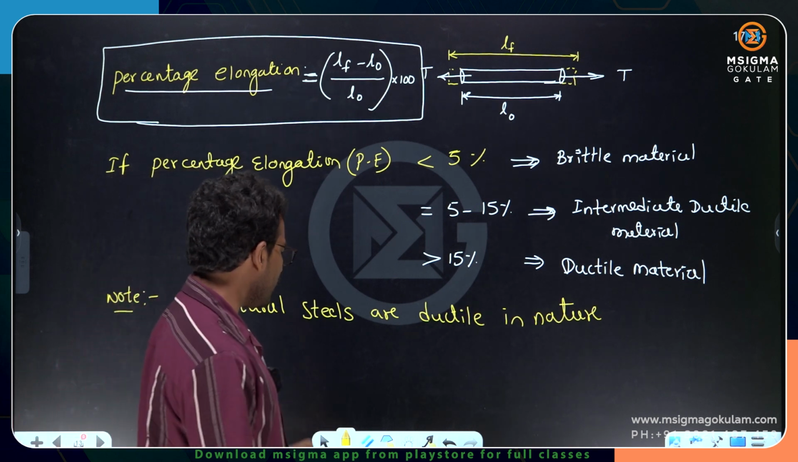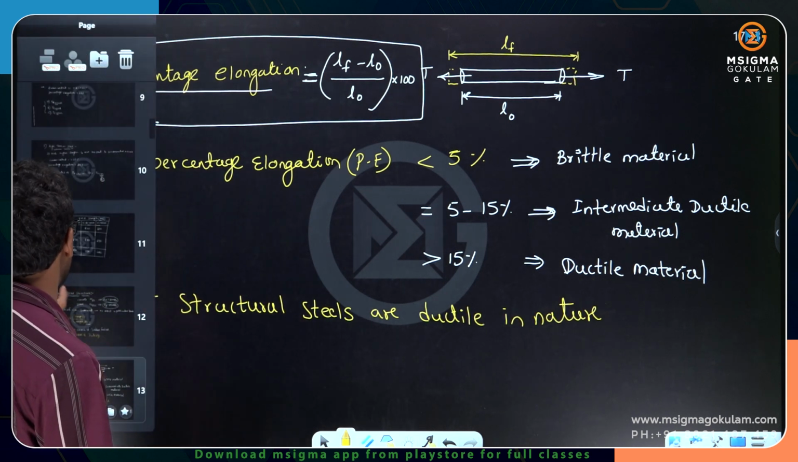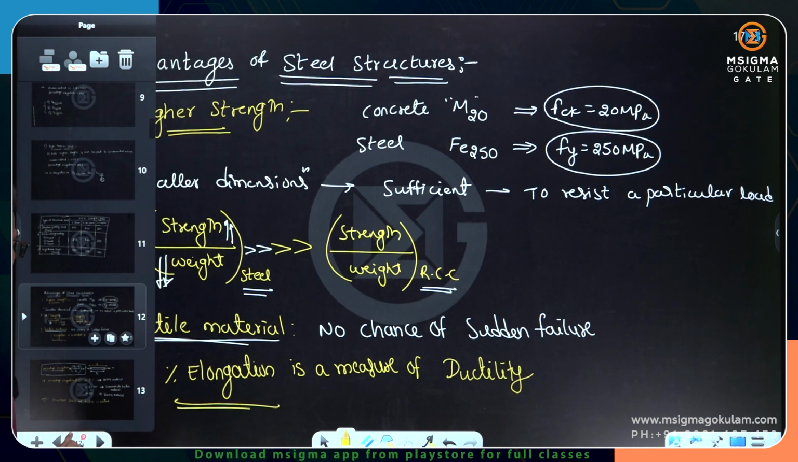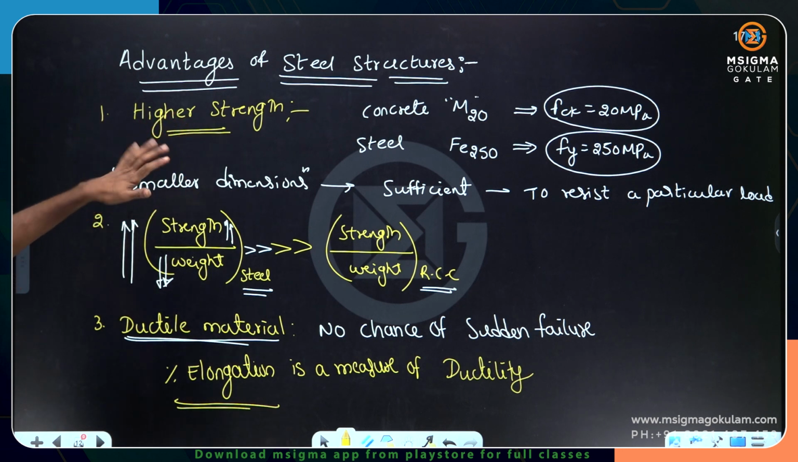Okay. This is another advantage of steel structure basically. So I am basically talking about advantages of steel structures. These are the advantages we are having. Higher strength, small dimensions are sufficient, good aesthetics we can have.